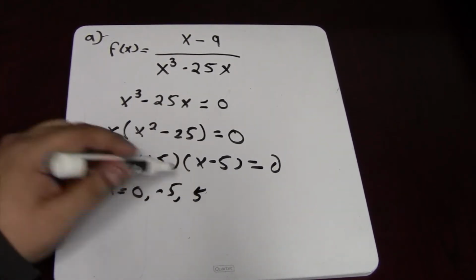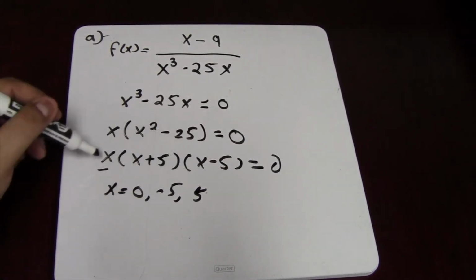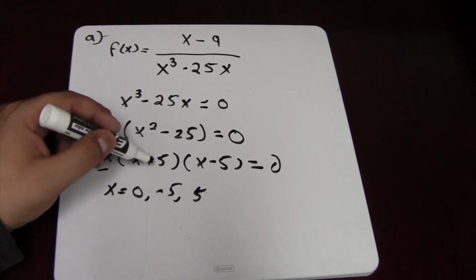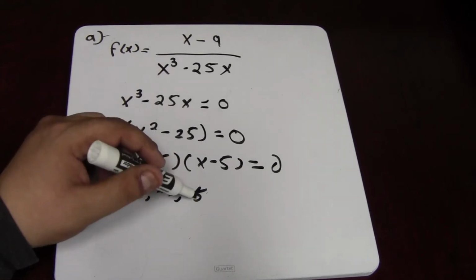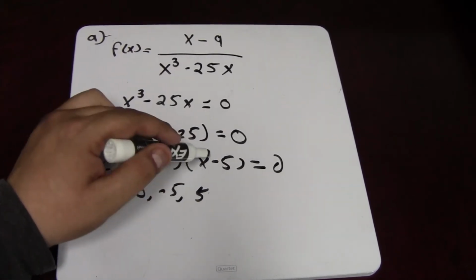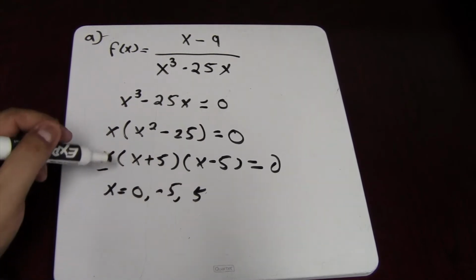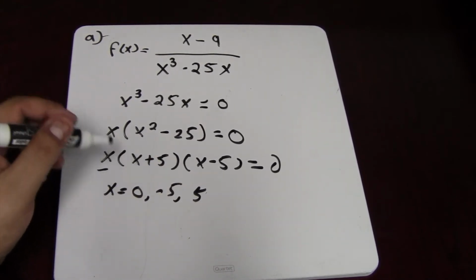All 3 of these numbers would make this equal 0 because this is a product. So if I took 0 times all of this, it'd be 0. If I plug in negative 5 here, this would be 0 and it would make the other 2 things 0. And if I plugged in 5 here, this would be 0 and it would make everything else 0 as well. So these 3 values are what makes this denominator equal to 0.